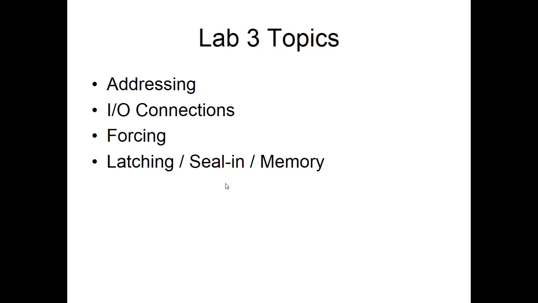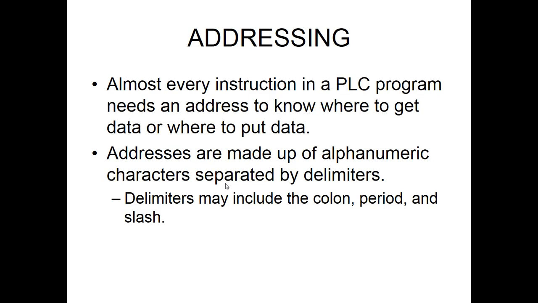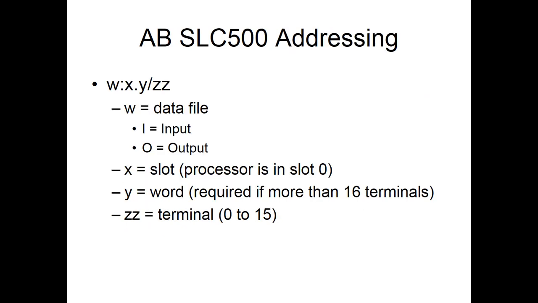So we're talking about addressing, I/O connections, forking, latching, and seal-in memory is what lab 3 will be talking about. Address. Almost every instruction in the PLC needs an address to know where to get data or where to store data. Right now we're talking about I/O addresses, and they're made up of alphanumeric characters separated by delimiters like colons, periods, and slashes. They're hard to remember. That's why dragging from the data table is a good way to address your I/O, because it's really hard to remember all this.